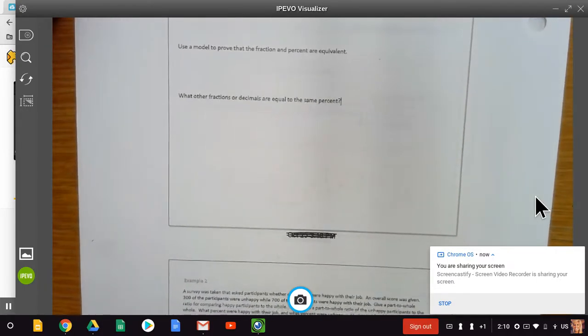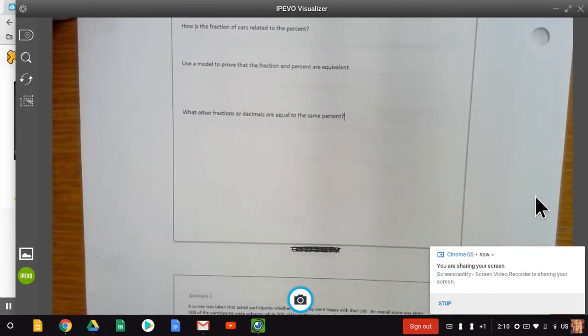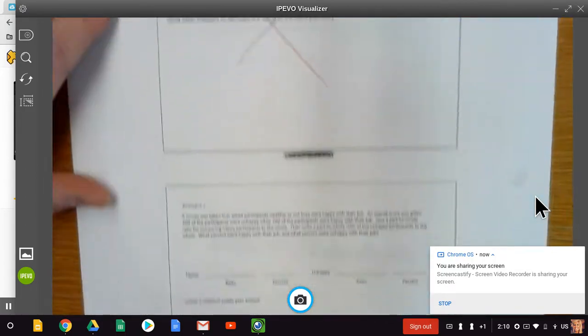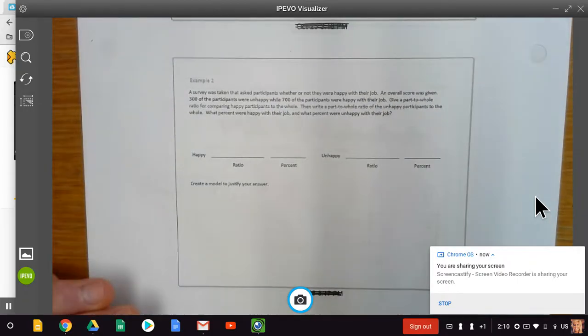How is the fraction related to the percent? We already used models, so we're going to skip this part and go right to example number 2.